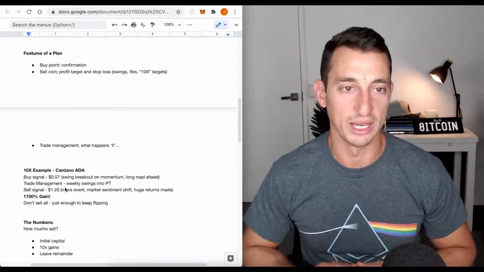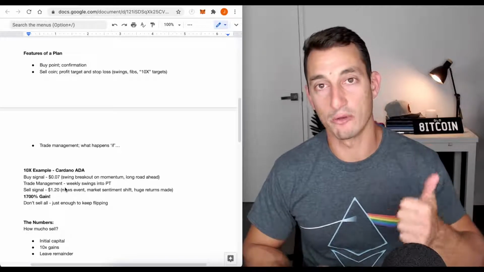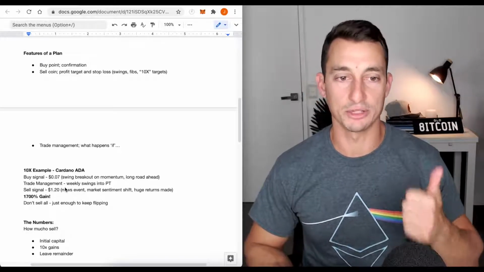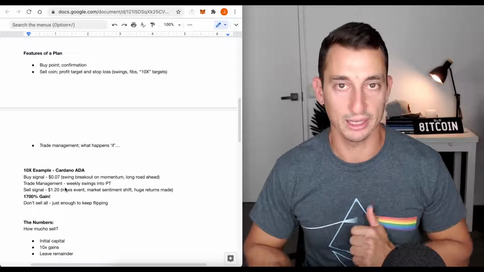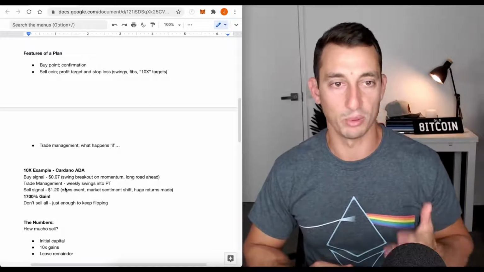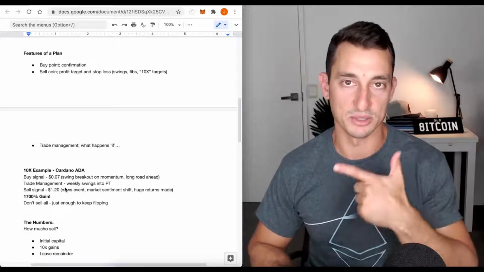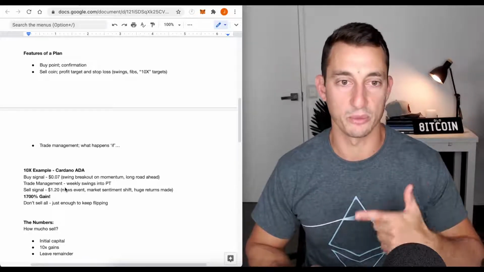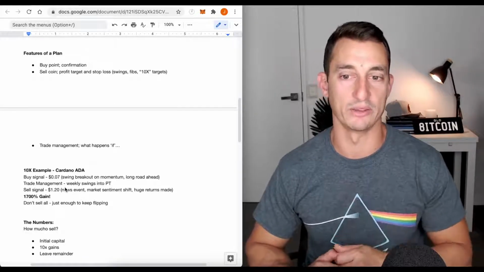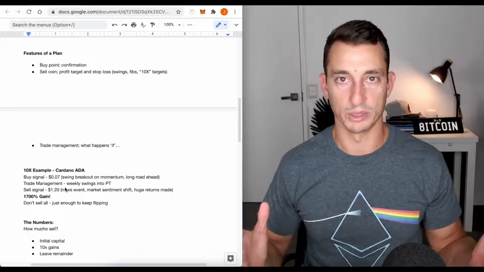Features of a plan. We need a buy point, so we need a confirmation of when to get in, and I'm going to show you an example in a minute, as you can see here with Cardano. A sell point, selling the coin. When are we going to sell this thing? And I get ripped apart when I talk about selling, especially from the primitive-mindset people who hold coins because they want to get married to them.